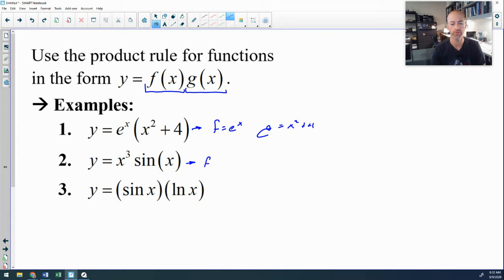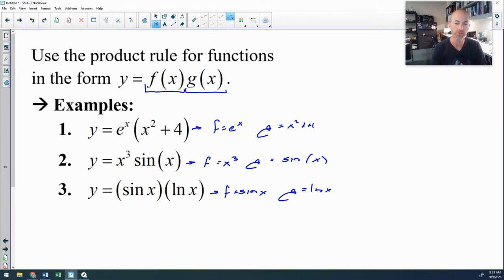For number two, you have one function, x cubed, times a separate function, sine x. And then for this third example, you have sine x times ln x. So f is sine x, and g is the natural log of x. And both of those are functions of x. They have x's in them.